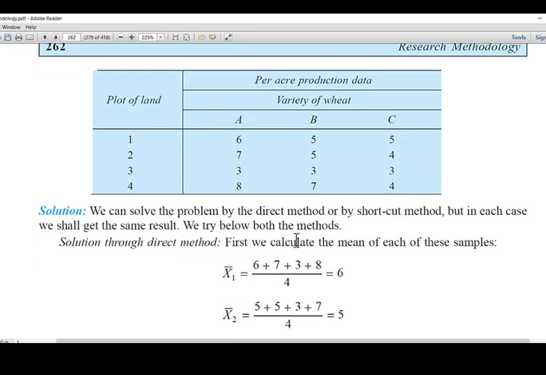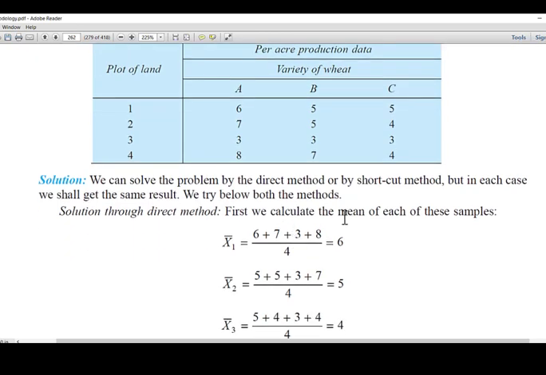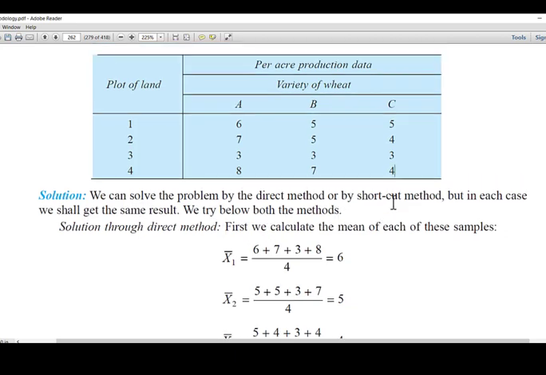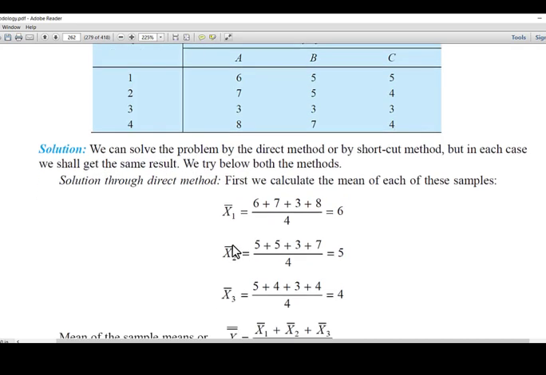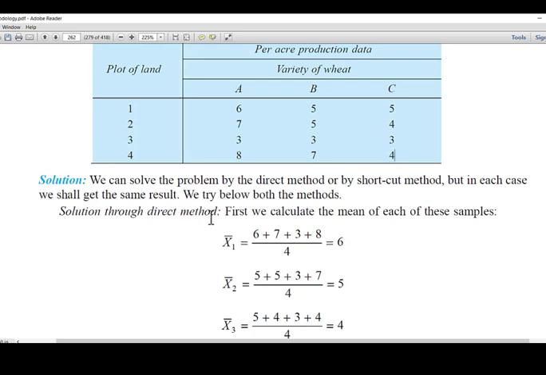Now, how to set up this ANOVA table? We follow the same steps which are given in the previous pages. We can solve this problem by the direct method or by the shortcut method, but in each case we shall get the same result. And here both the methods are shown. Now, solution through direct method. You see this data, and we calculate the mean of each of these samples. Sample A, sample B, and sample C. Sample A has 4 items, sample B 4 items, sample C 4 items.